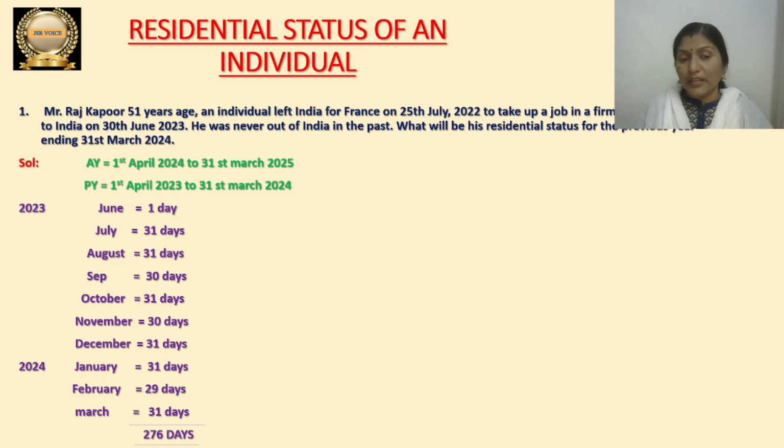So during the previous year period, what is the previous year period here? 1st April 2023 to 31st March 2024. That is our previous year period. During that period, how many days he stayed in India? That should be taken into account.